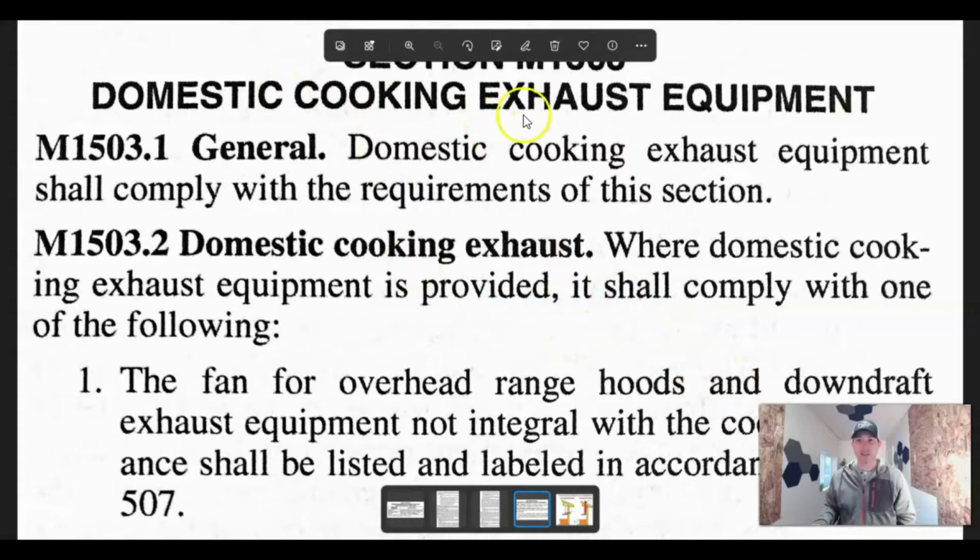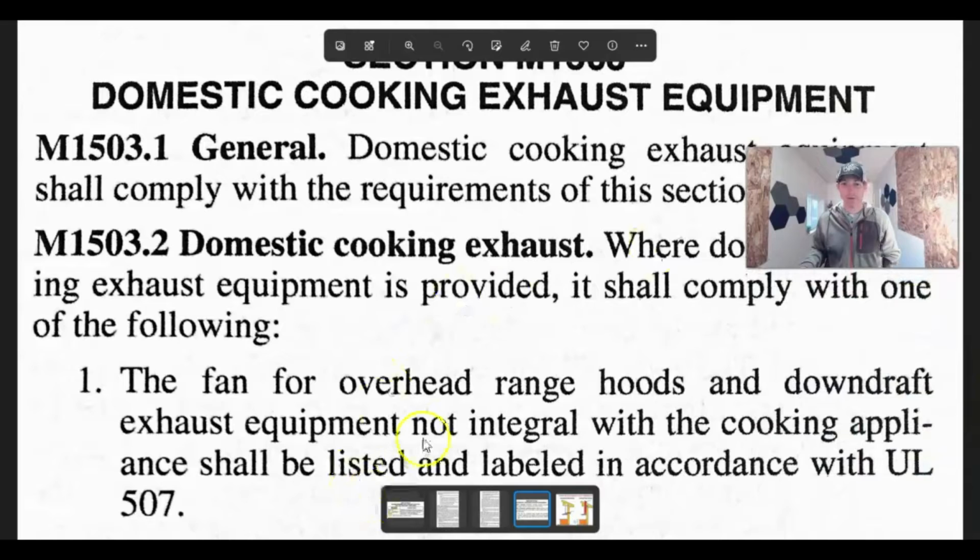Okay, so domestic cooking exhaust equipment. Domestic cooking exhaust equipment shall comply with the following requirements. Where domestic cooking exhaust equipment is provided, it shall comply with one of the following. I'm going to quickly go over these, there's like four of them. But in a nutshell, it's simply telling you that your exhaust equipment needs to be listed and labeled, and it needs to be in accordance with UL. And that's what it says here.